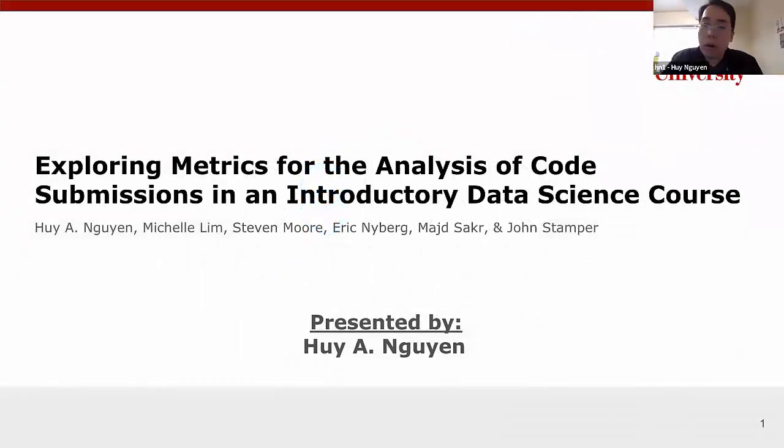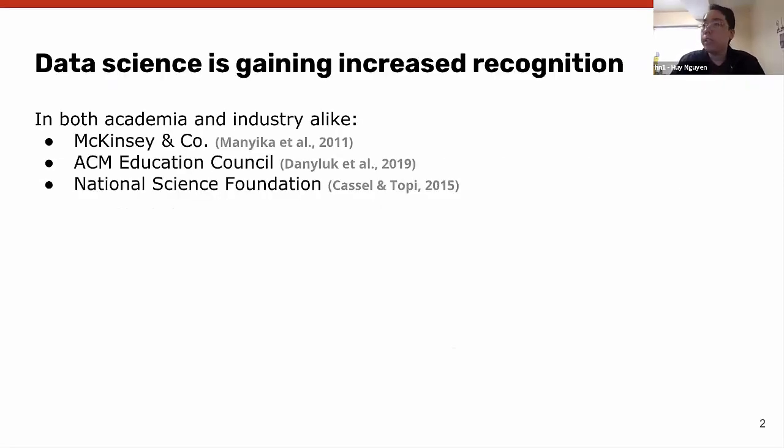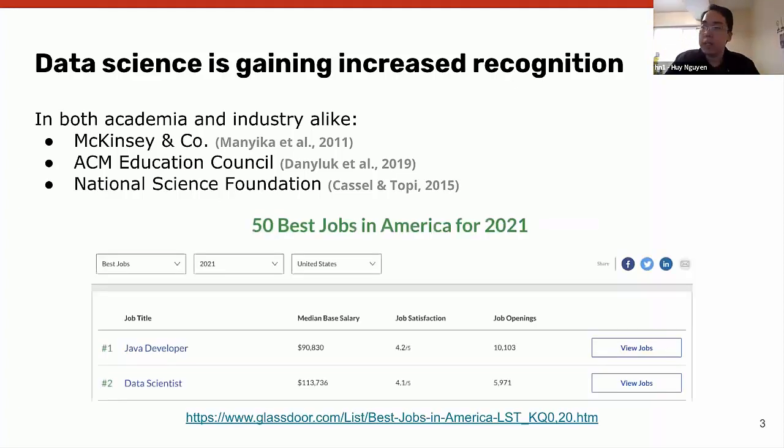Okay, so welcome everyone to my presentation on exploring metrics for the analysis of code submissions in an introductory data science course. So I like to start by noting that data science is an emerging discipline whose transformational values are recognized by many agencies and organizations. More than anything, the job market reflects how much of a demand is needed for data science practitioners nowadays.